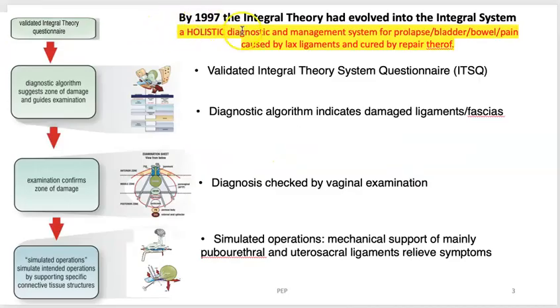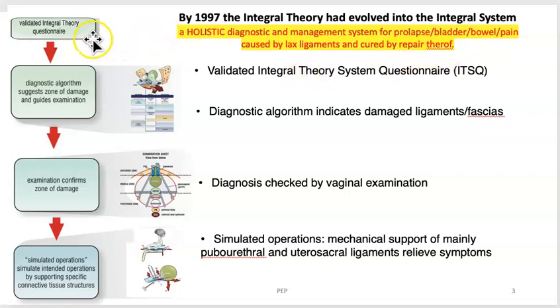By 1997, the integral theory had evolved into the integral system, a holistic diagnostic and management system for prolapse, bladder, bowel, and pain problems caused by lax ligaments and cured by repair of these ligaments.